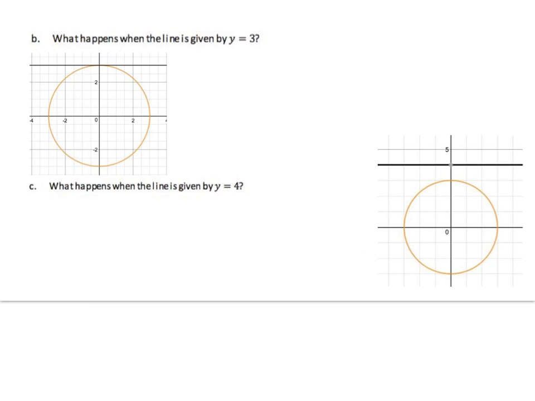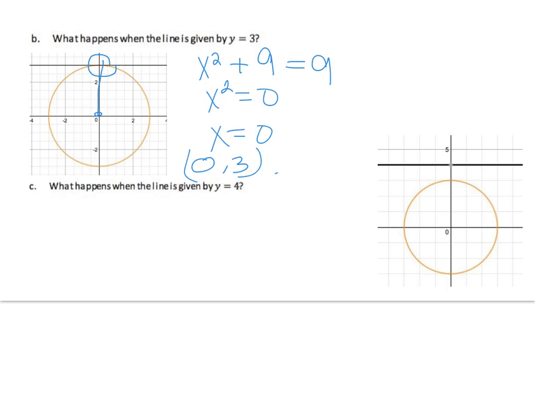What happens when the line is given by y equals 3? It looks like we're going to have one solution, right? Let's go ahead and try it. x squared plus 3 squared equals 9. Oops, I already did it. 3 squared is 9, so x squared equals 0, so x equals 0. So our answer is 0, 3. And only one solution, which is shown by the graph.